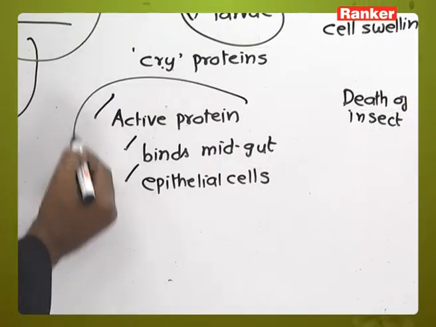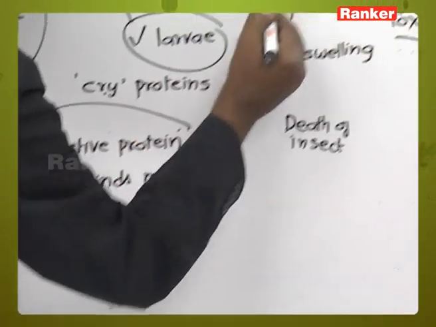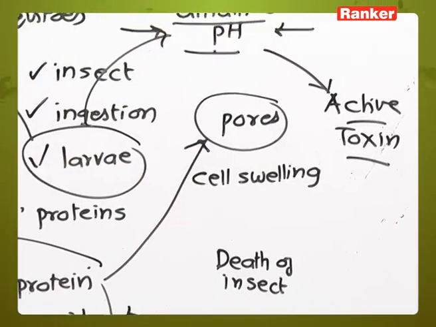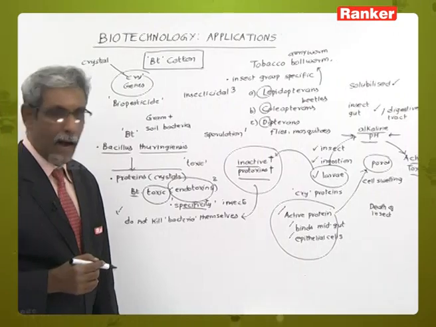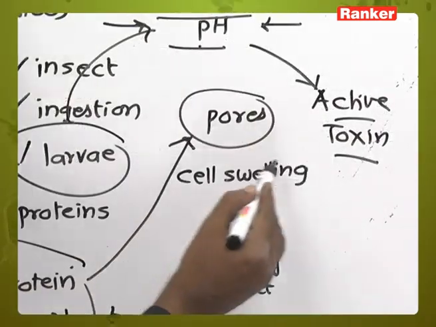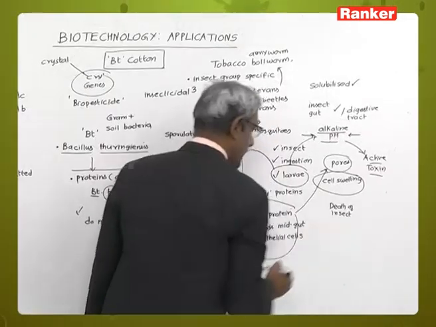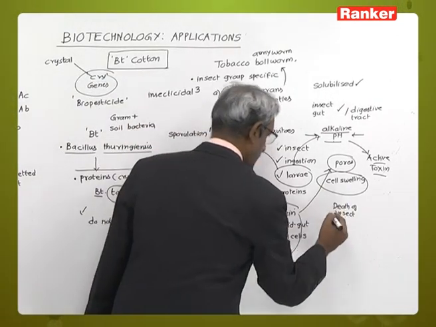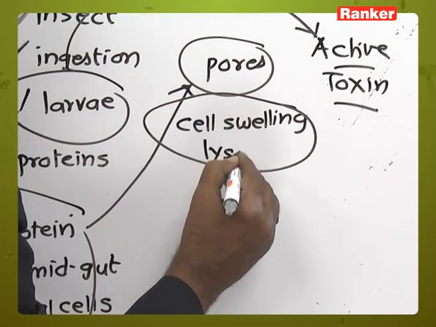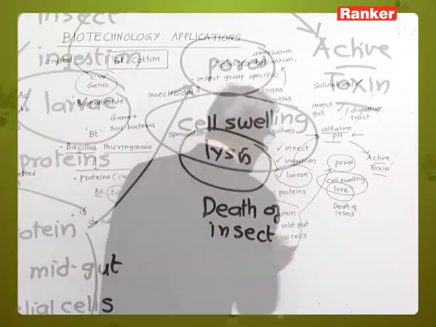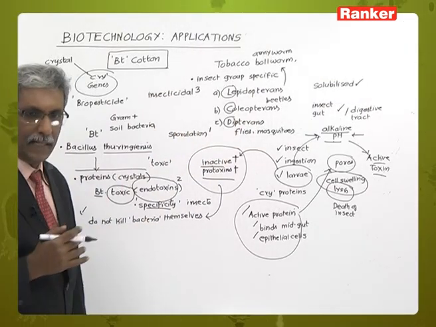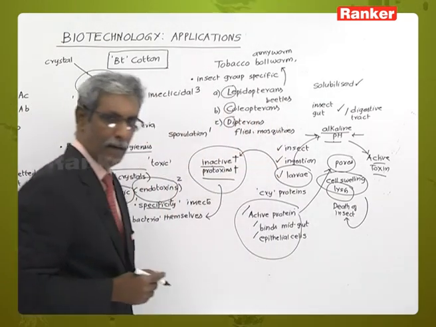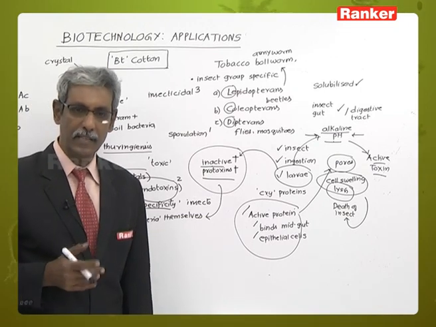When it binds, it creates pores in the epithelial cells, and it results in the swelling of the cells. Once there is swelling of the cells, there is cell lysis or cell death, and it eventually results in the death of the insect.